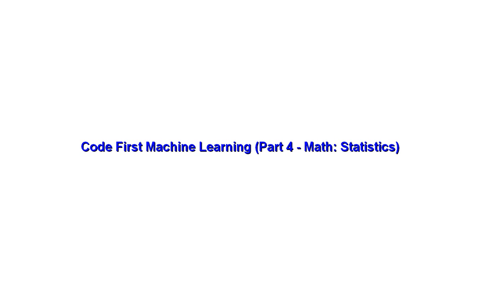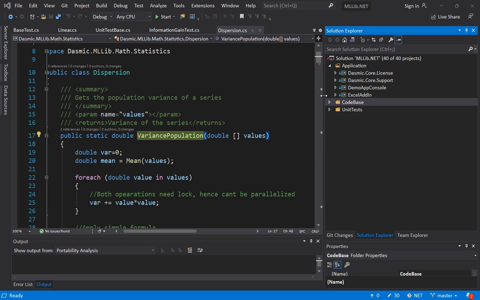Hello, welcome all. Welcome to the fourth video on Code First Machine Learning. In this video, we are going to take a look at some of the mathematical libraries we have, starting with statistics. So here's the structure of the application that we have already taken a look at in the first three videos, where we looked at the design.